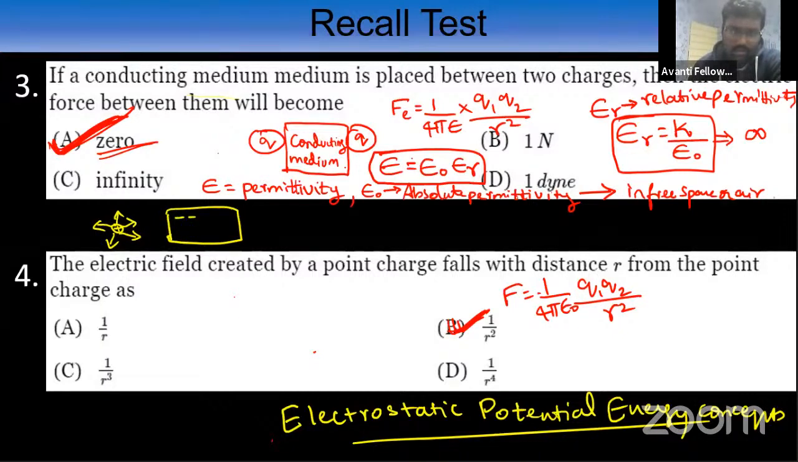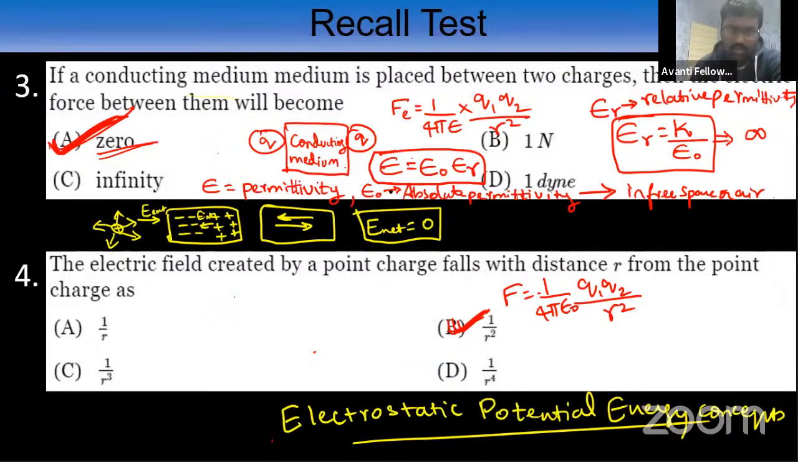Yes, redistribution of charges takes place. Because of this external electric field, there exists an internal electric field, and hence it nullifies it. At one point, the internal electric field and the external electric field will be equal, and hence the net electric field inside a conductor is always zero. So by this concept, I can say this charge is not at all allowed inside the conductor.